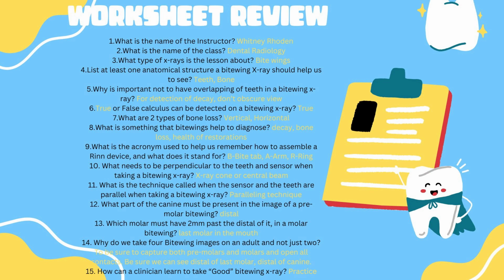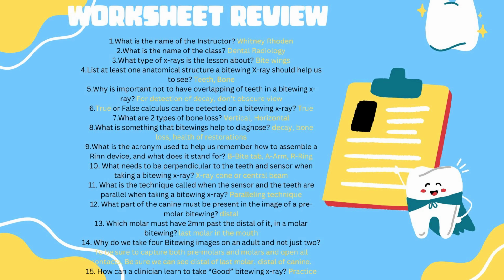Number 7, what are 2 types of bone loss? Vertical and horizontal. We showed a great image in the lesson showing us the vertical defect along the side of the tooth, and then horizontal affects several teeth all the way across.